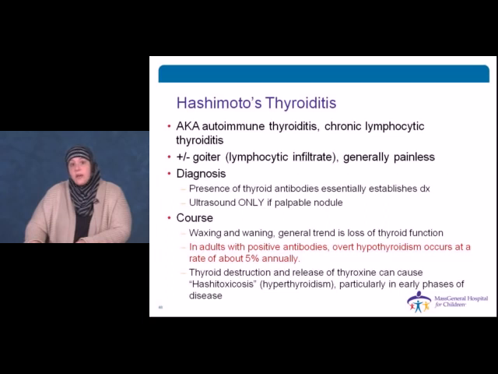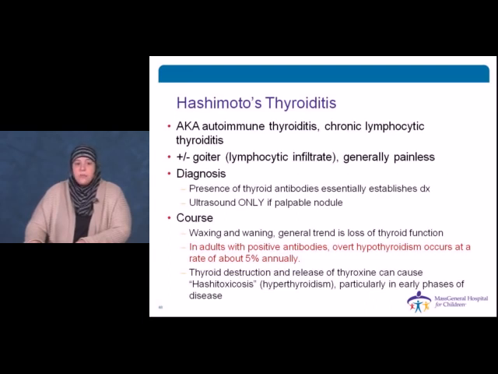The presence of thyroid antibodies, anti-TPO and/or anti-thyroglobulin, essentially is enough to establish the diagnosis. And you want to do ultrasound only if you feel a palpable nodule. There will be small abnormalities on ultrasound in a lot of these patients, so you don't want to do ultrasound unless there's a palpable nodule that you're worried about.